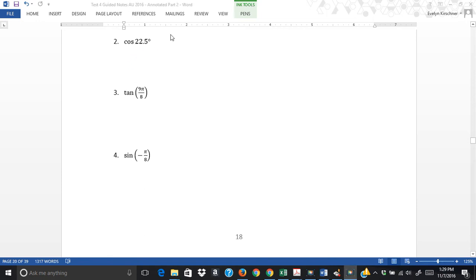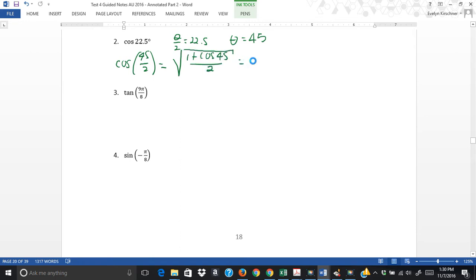So if I look at this, I will know that theta over 2 is 22.5. Well, that means that theta is 45. So this is the cosine of 45 over 2. Okay, well 22.5 I know is positive, so I want the first quadrant. And it's going to be the square root of 1 plus the cosine of 45 over 2, which is the square root of 1 plus radical 2 over 2, divided by 2. I'm going to make this 2 over 2. So I have the square root of 2 plus radical 2, all over 4, and we can leave it just like that.